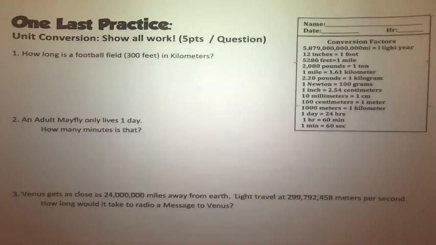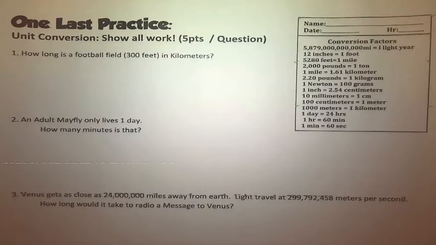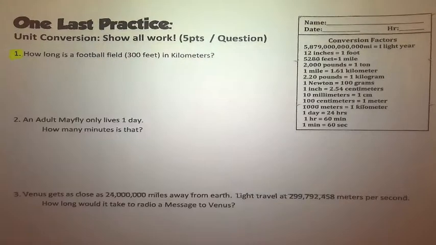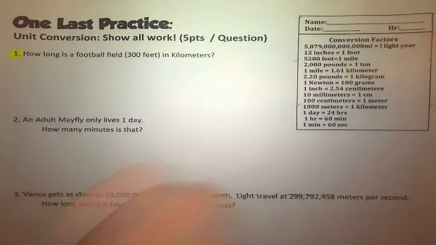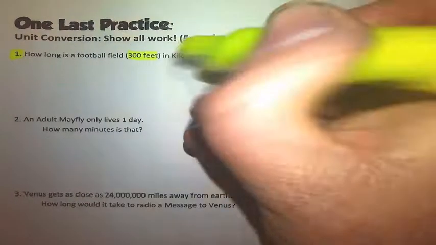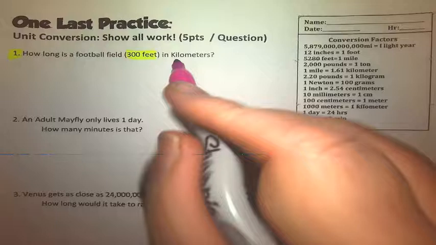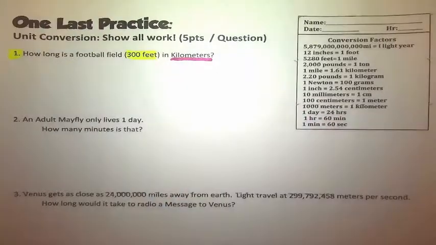And so I'm going to do one problem at a time, and that way you can look at it, set it up for yourself, work it, and then if you watch the video, you'll see me go through it to see if you had it right or wrong. So problem number one in the last practice says, how long is a football field, which is 300 feet? The desired answer is in kilometers.